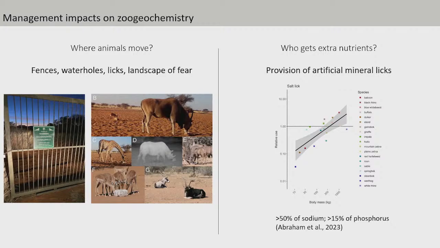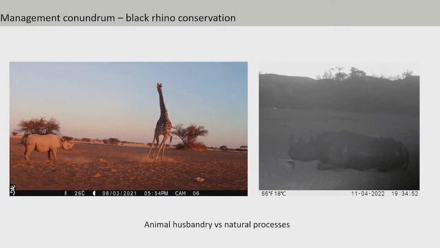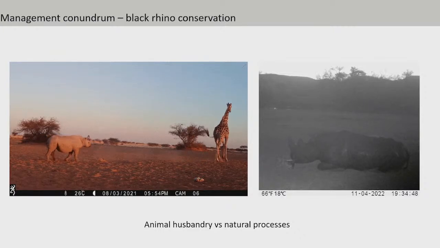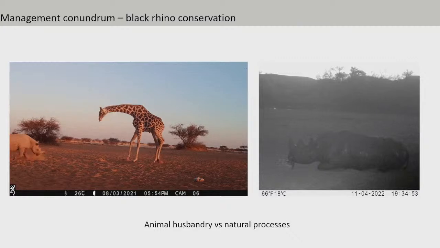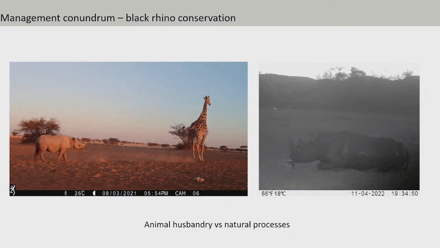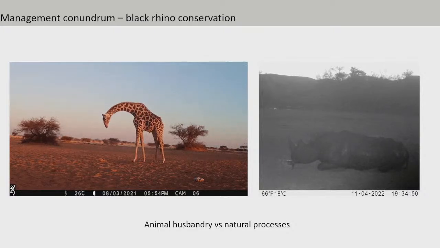So adding this all together, if management is really influencing a lot of these natural processes, could we actively use management to try and achieve certain conservation goals? So that might be the protection or conservation of certain species. So the black rhino is a species that is in conservation crisis, but it also has a particularly high salt demand.